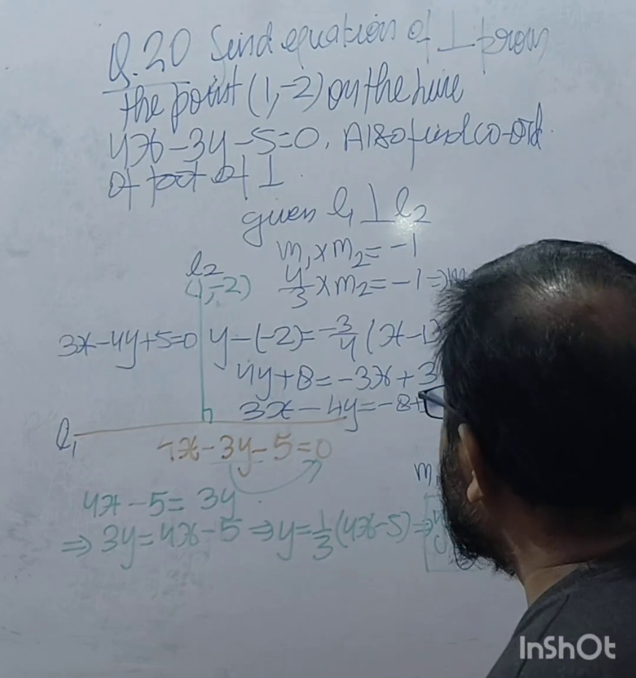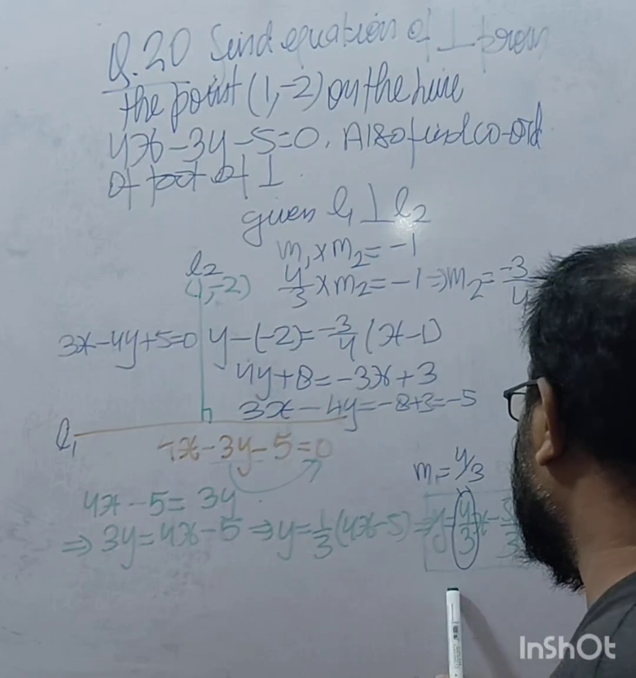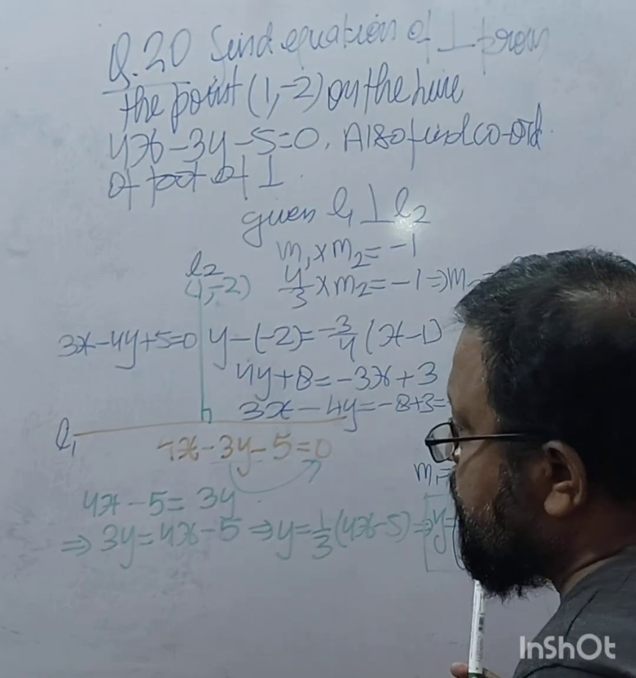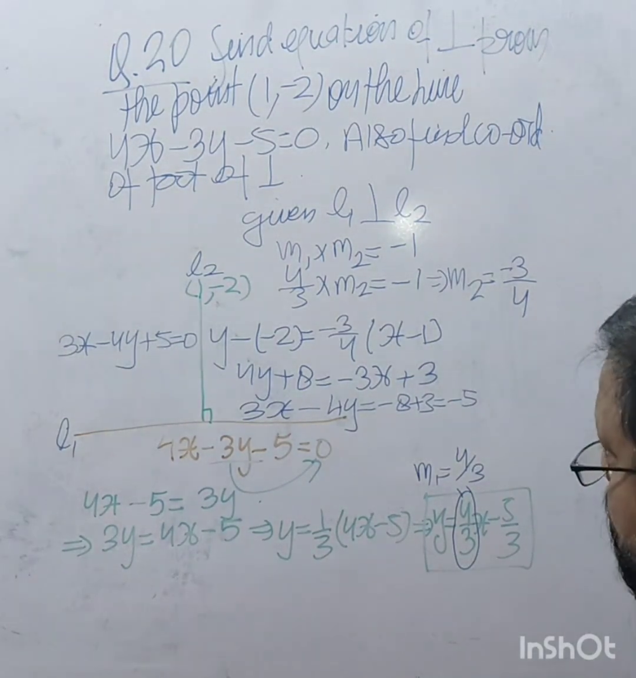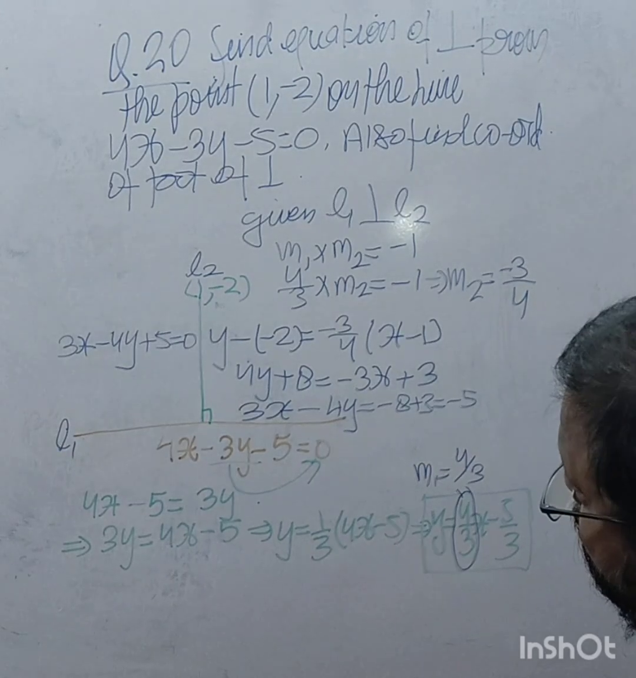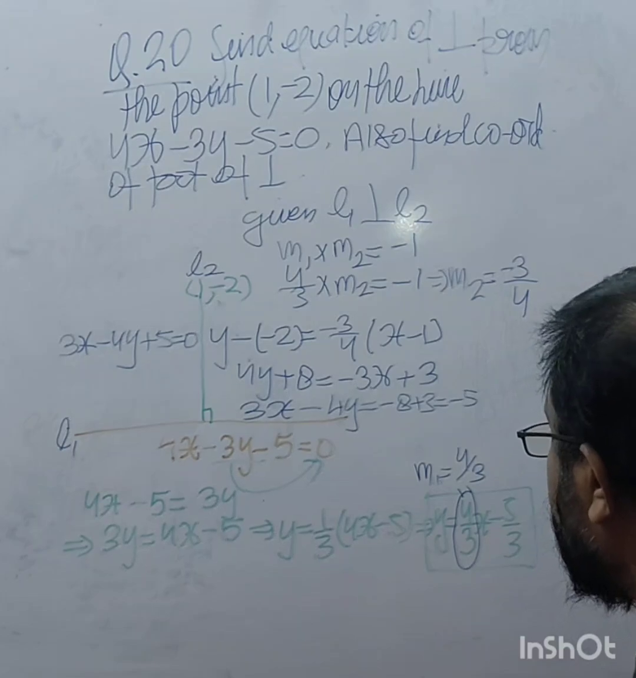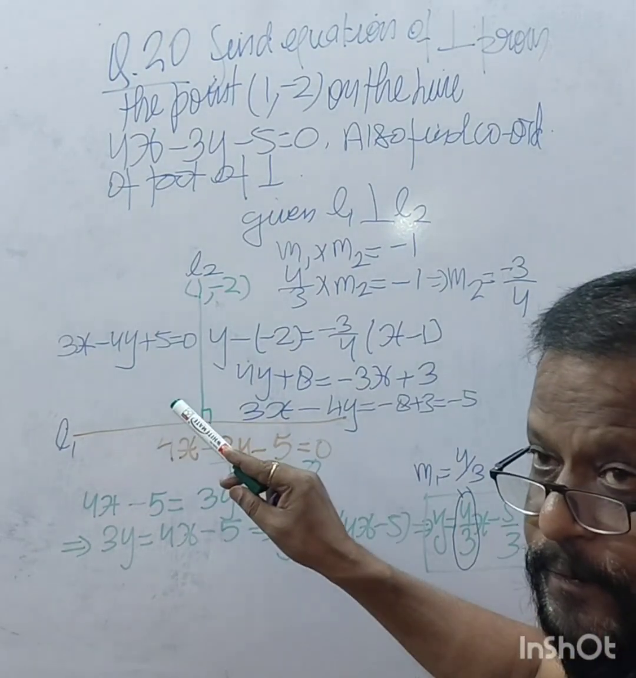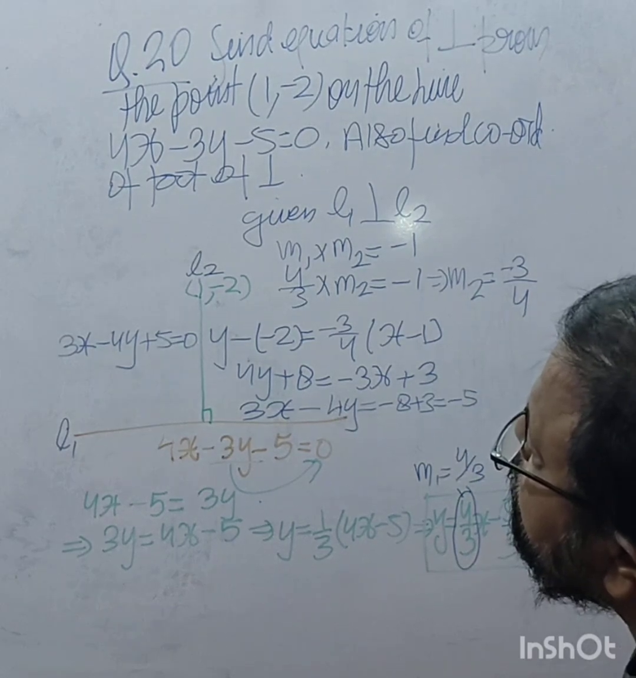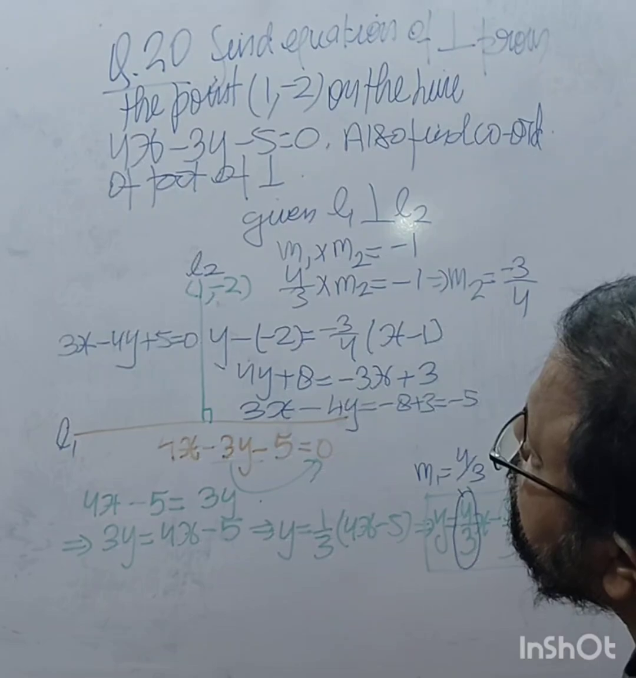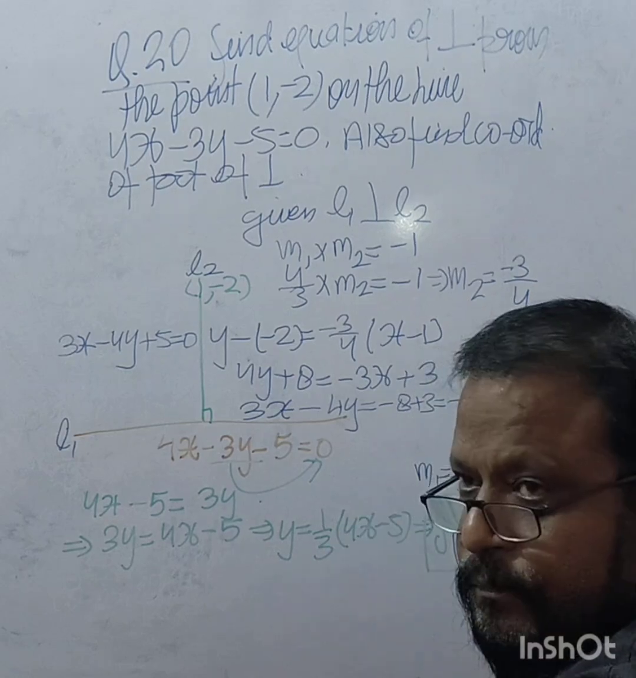Okay. Now what you get here? Y is equal to this much. This equation is correct? So 3x plus 12.